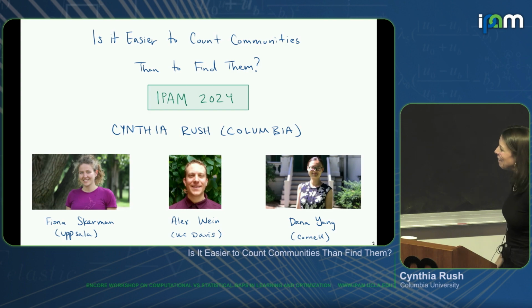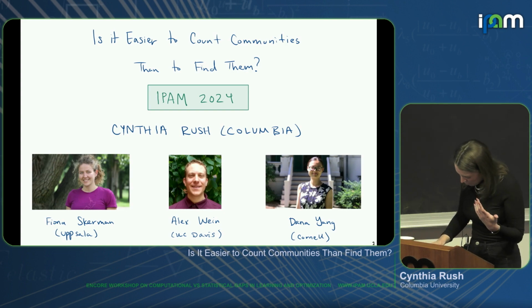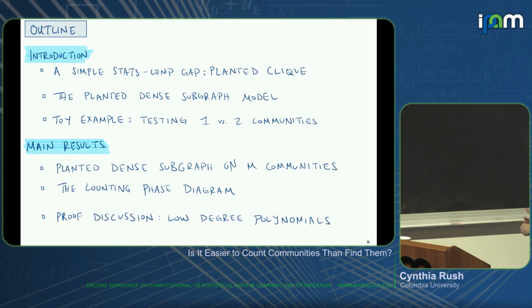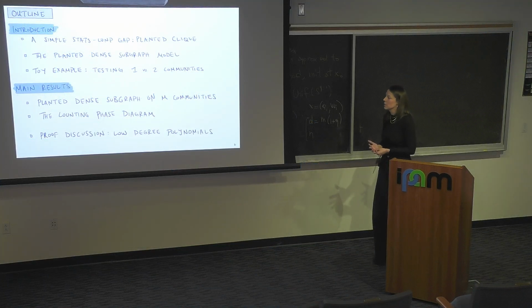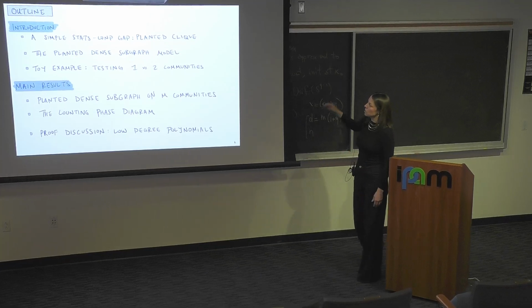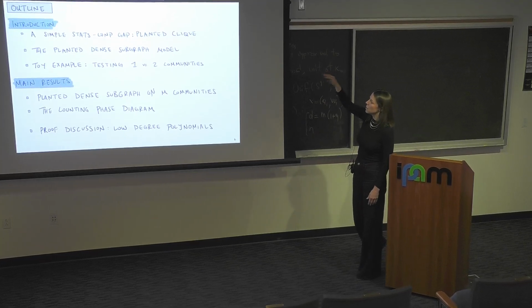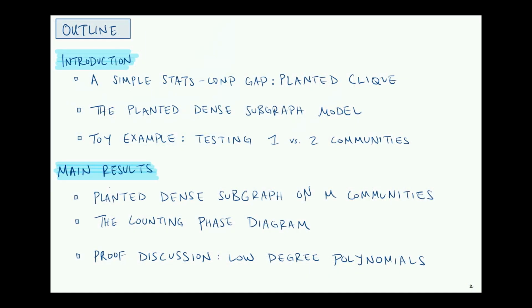Okay, so what I'm going to do is talk about this question of counting communities versus detecting them. To do this, I'm going to start by going through some simple community detection type problems that we know a lot about in order to set the landscape. Then I'll start talking a little bit about the problem that we actually solved. And then I'll discuss a bit of the proof.